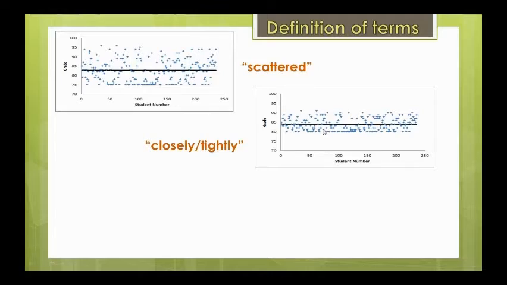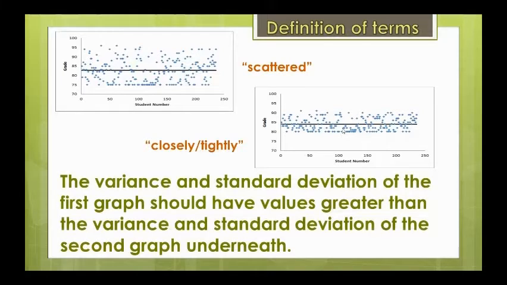So, the variance and the standard deviation of the first graph, dito makikita natin sa first graph, mas malaki yung values ng standard deviation and the variance compared to the second graph. So, ito yung high values of the standard deviation and the variance in the first graph. And the second graph has a low standard deviation and variance. So, ganun po yung pagkakaiba niya ng high at saka low. Again, the variance and standard deviation of the first graph should have values greater than the variance and standard deviation of the second graph underneath.